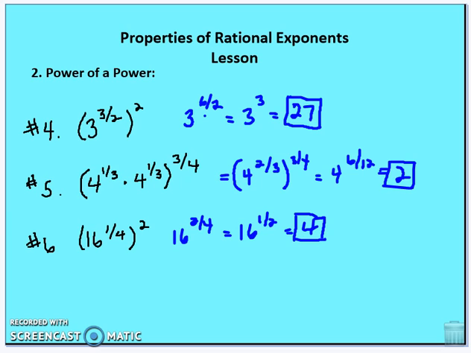16 to the 1/4 squared is 16 to the 2/4, or 16 to the 1/2, which is 4.